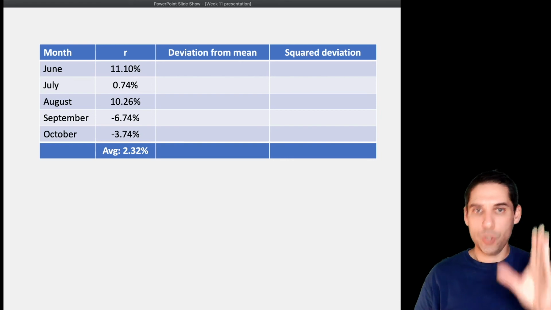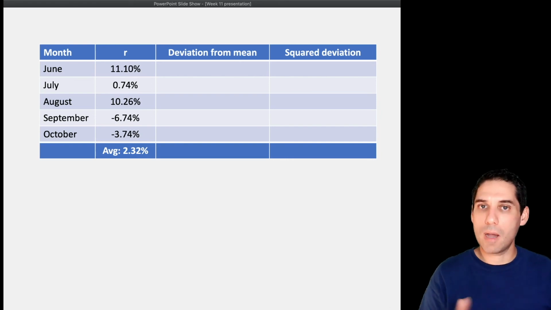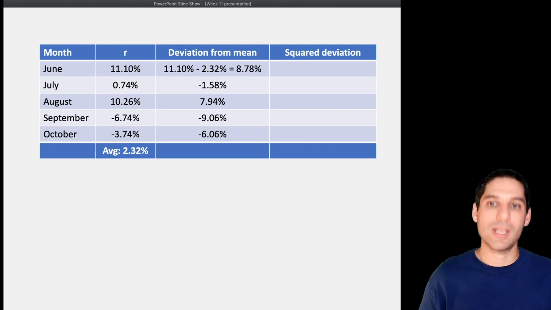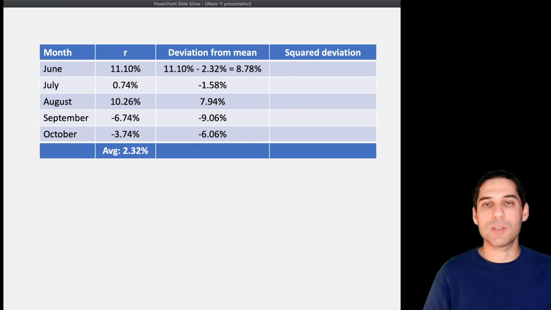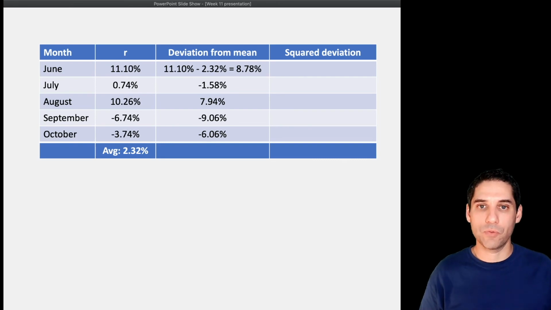Then you create a new column next to those numbers. That's deviation from mean. So R minus R bar. So we subtract the average at the bottom from each return. So for example, 11.10 minus 2.32 is 8.78. So the June return was 8.78 percentage points above the mean. July was 1.58 below the mean, and so on and so forth. So these are the deviations from the mean.